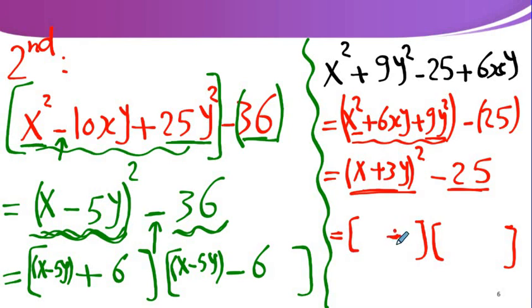Here positive and here, yes, negative. X plus 3y to the power 2 will be x plus 3y. 25 will be 5. Here, like it, x plus 3y minus what? 5.